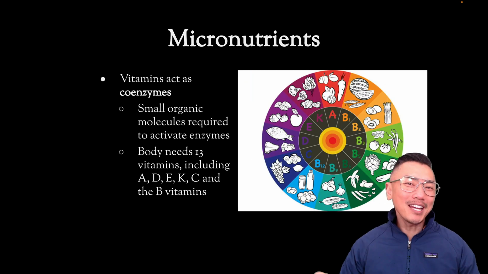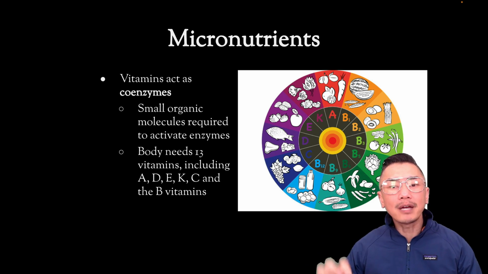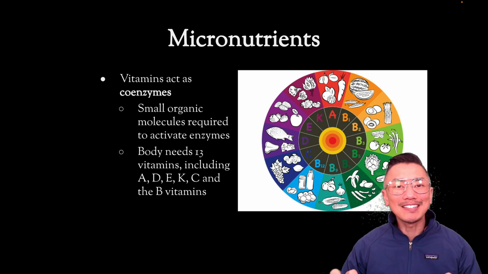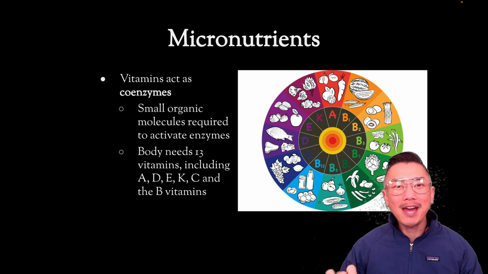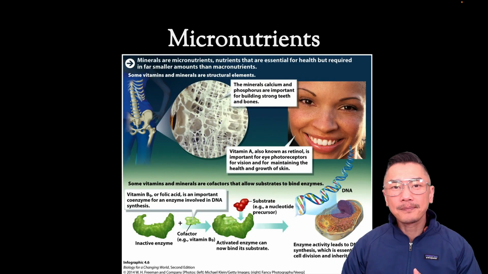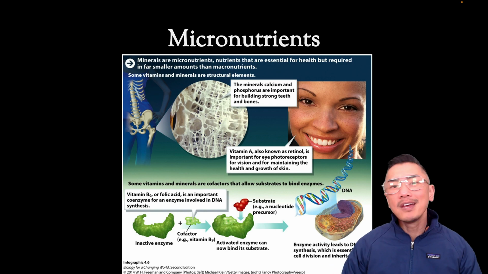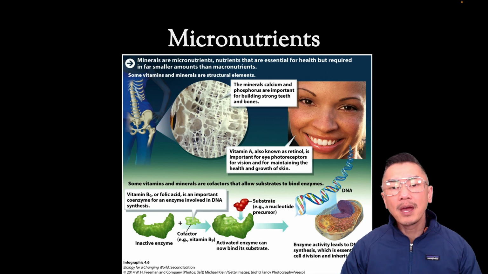When we ingest vitamins, they act as what we call coenzymes in the body. Vitamins are small organic molecules that are required to activate enzymes. There are 13 vitamins that our bodies need, including vitamins A, D, E, K, C, and the B vitamins. Remember, vitamins are always organic molecules. Remember, the minerals that help enzymes function are called cofactors, and the vitamins that help enzymes function are called coenzymes.